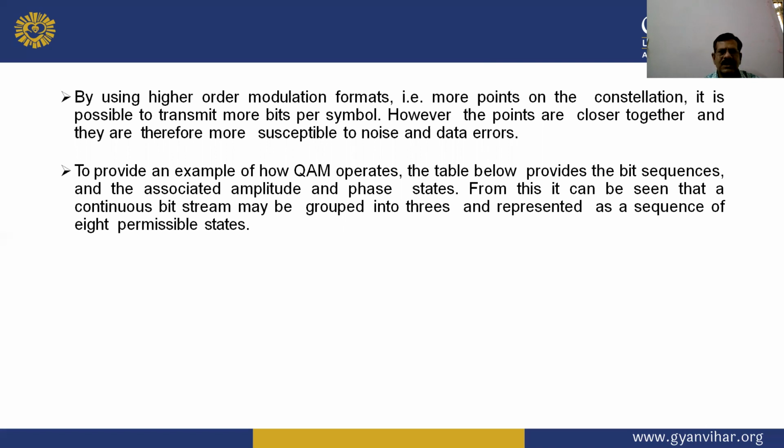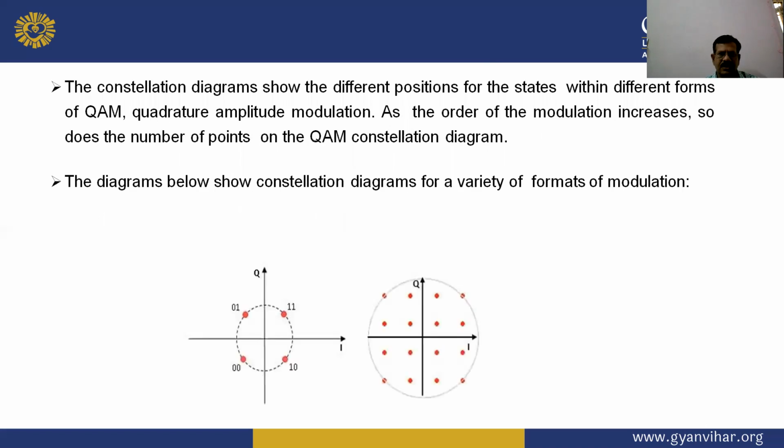To provide an example of how QAM operates, the table below provides the bit sequence and the associated amplitude and phase states. From this, it can be seen that a continuous bit stream may be grouped into 3 and represented as a sequence of 8 permissible states.